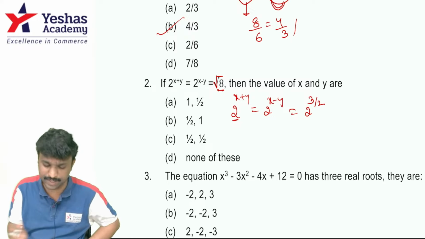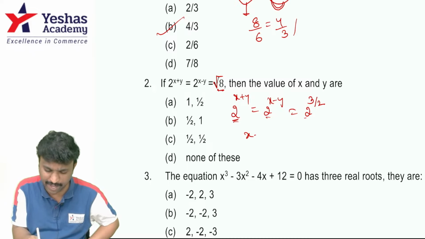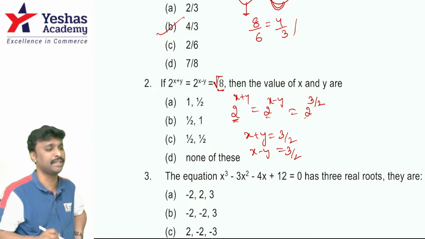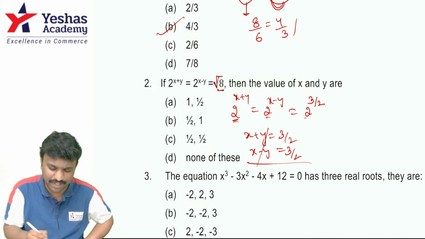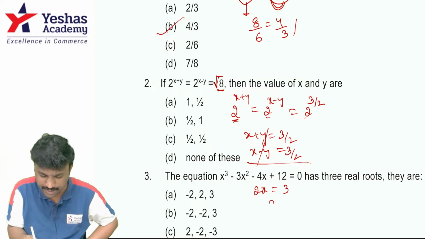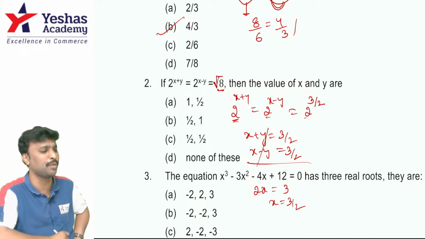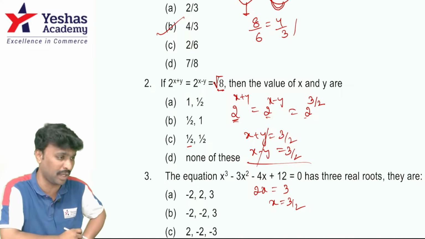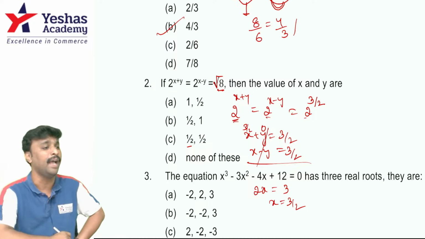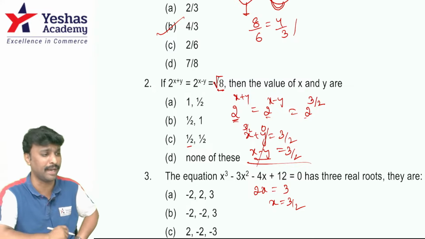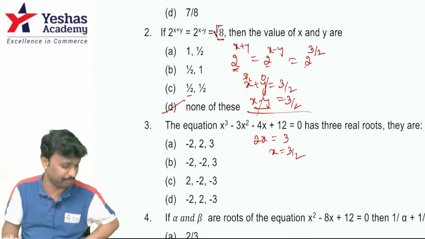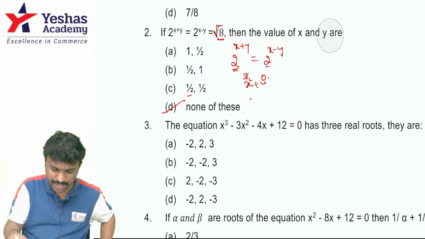Now, bases are same, so we can equate the powers. So x plus y is equal to 3 by 2, and x minus y is equal to 3 by 2. We just have to solve for x and y. If I add these two equations, y and y will get cancelled. So 2x is equal to 3 by 2 plus 3 by 2, which is nothing but 3. So x is equal to 3 by 2. Guys, if you look at the options, nowhere is the x value shown as 3 by 2. So if x is equal to 3 by 2, y should definitely be 0. Then only 3 by 2 plus 0 is 3 by 2, and 3 by 2 minus 0 is 3 by 2. So y should be 0, x should be 3 by 2. That means none of these is the right answer. Hope it is clear, right? Moving on to the next question.